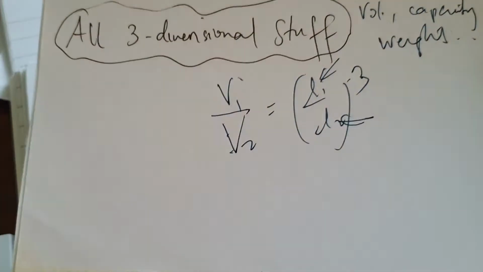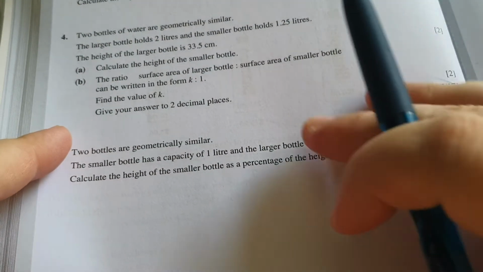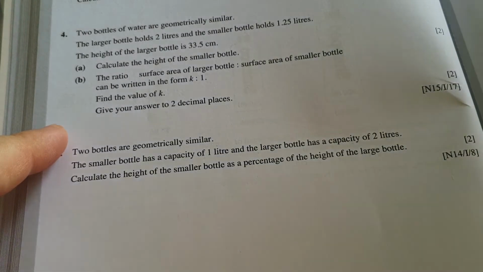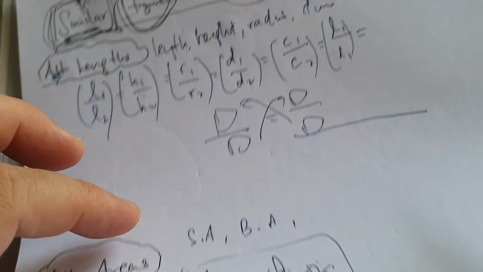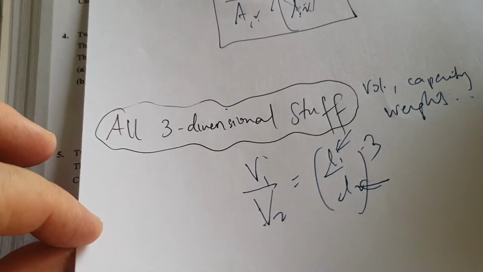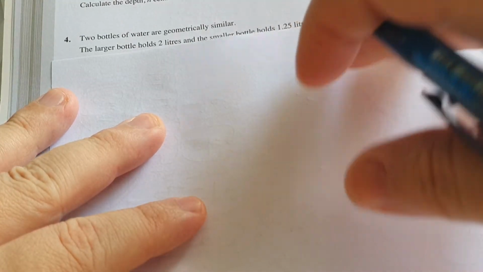Okay, let's see this particular O-level question. Okay, so two bottles are geometrically similar. When you see this word geometrically similar, you can use this. All this you can use because they are geometrically similar. Okay? If they don't say this, then you yourself have to determine whether they are really similar or not. Okay? What do I mean?